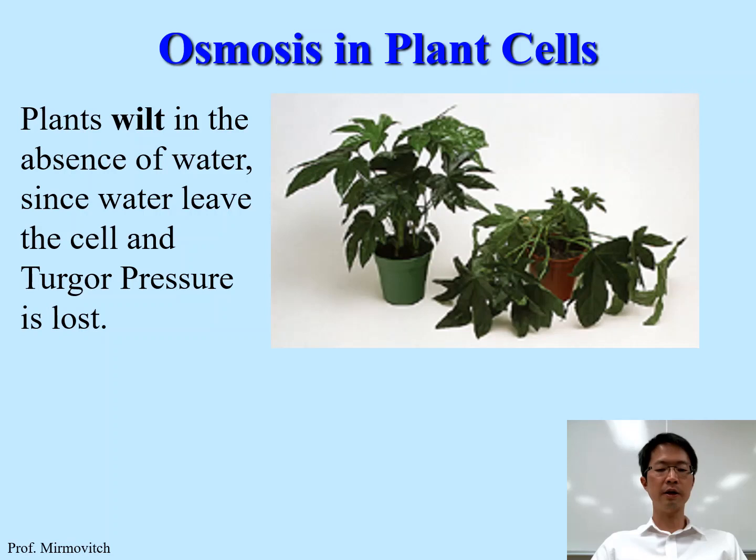Oh, okay, here. So the plant wilts because there's no water, and then the turgor pressure is lost. That's why the plant becomes soft.